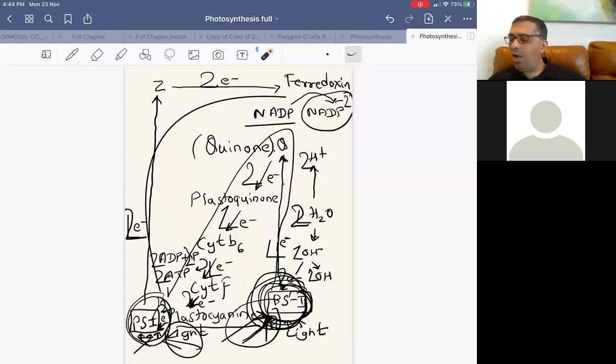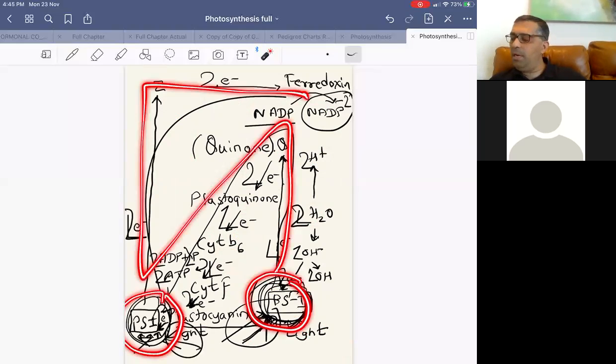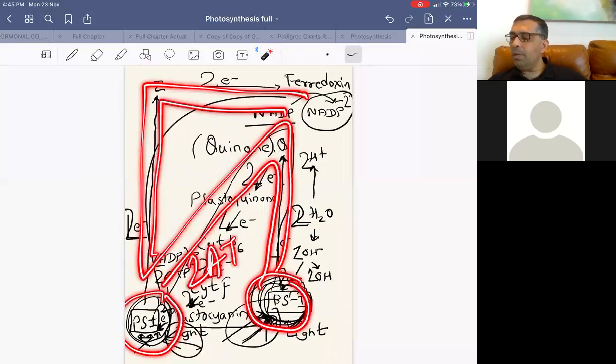चलो, for the moment we have understood that two non-cyclic processes have formed 2 ATP and 1 NADPH2.